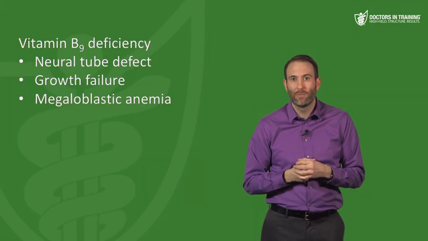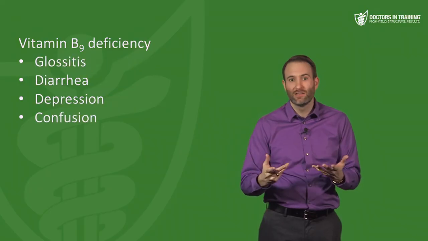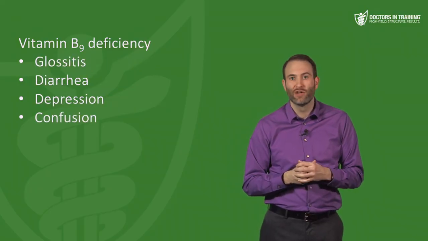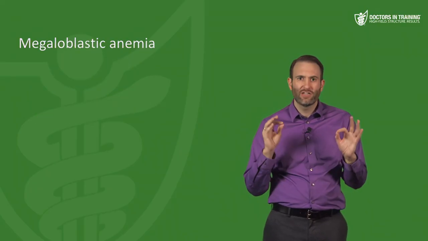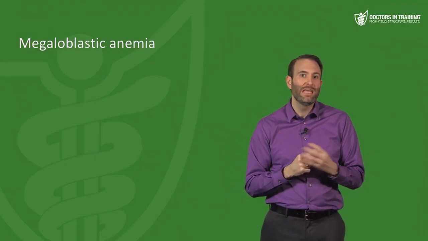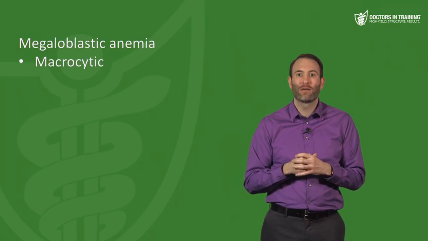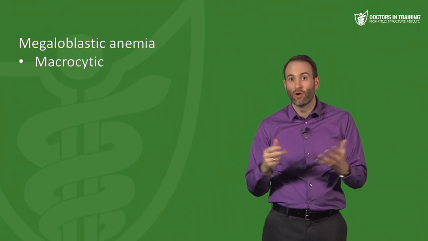is essential to rapidly dividing cells. Then there are some other non-specific findings: glossitis, similar with our other vitamins, diarrhea, depression, and confusion. I want to take just a very brief moment and talk about megaloblastic anemia here. So this is an anemia, but the RBCs are very large. You have a type of what we call macrocytic anemia, which means large red blood cells.